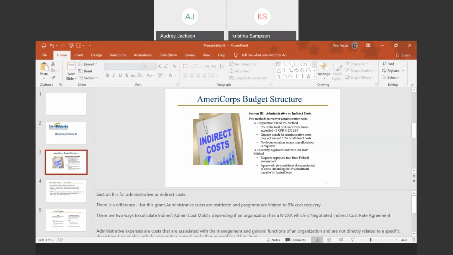To get the match or grantee share of Section 3, you want to take 10% of all direct costs. So that's 10% of the federal share plus 10% of the grantee share, and multiply that by 0.10, so that would be 10% of total direct costs.